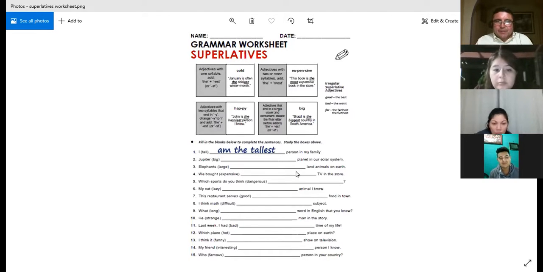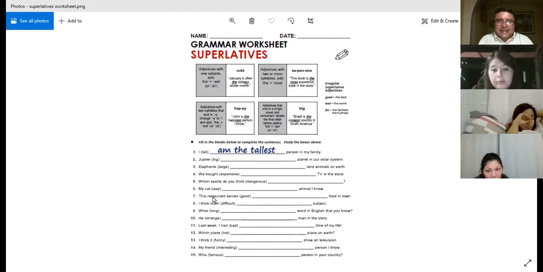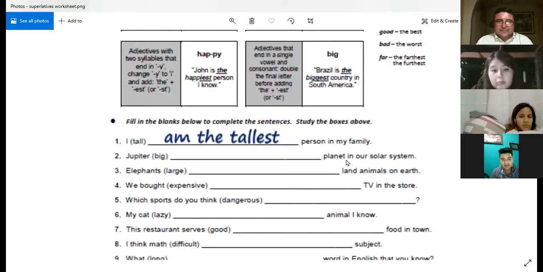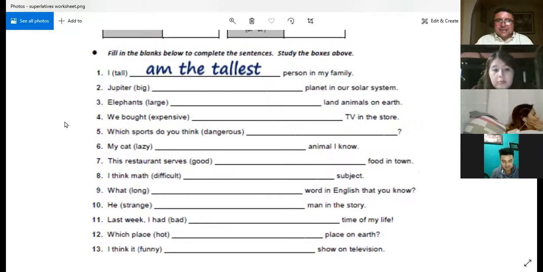Number five, which sports do you think is the most dangerous? Okay. Sports, is it singular or plural? Are the most dangerous. Good. Which sports do you think are the most dangerous? Very good. Number six, my cat is the laziest. Okay, good. Number seven, this restaurant serves the best food in town. Very good.